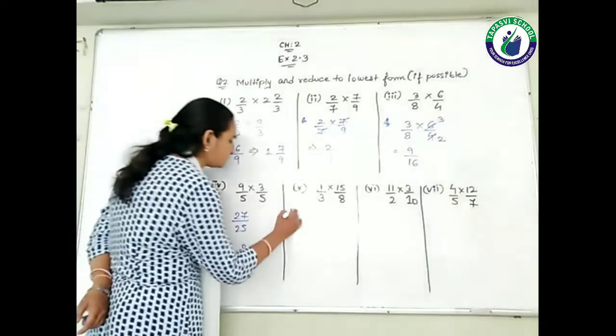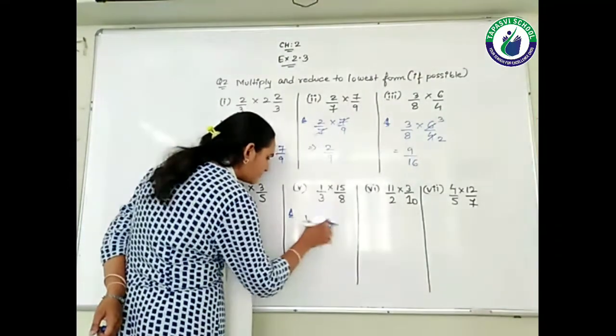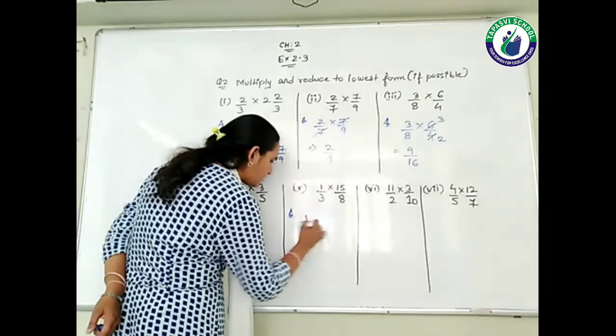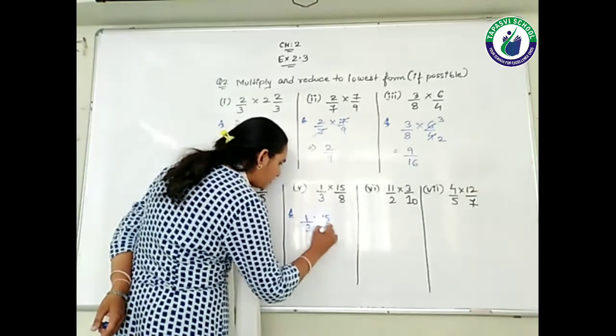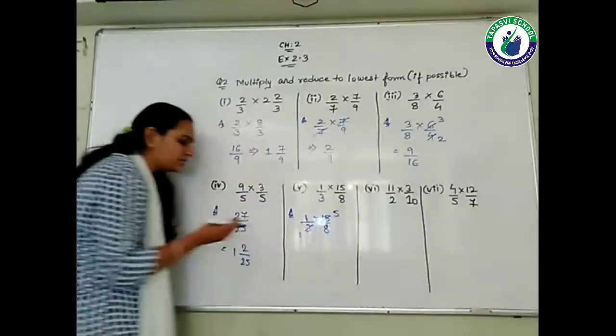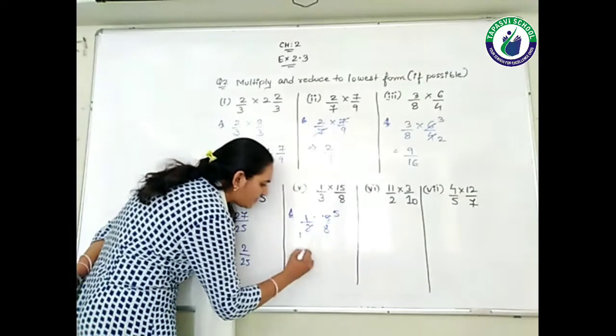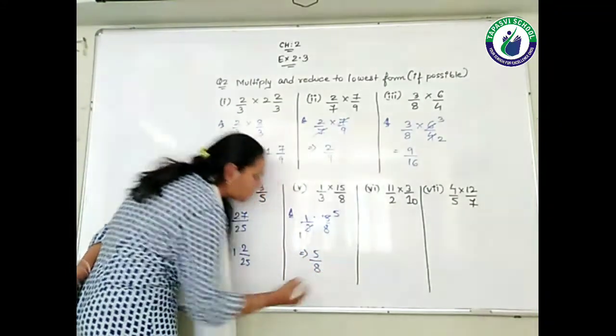Next one, 1 by 3 into 15 upon 8. 3 1s are and 3 5s are. This can be cut down. So 1 5s are 5 and 1 8s are 8.